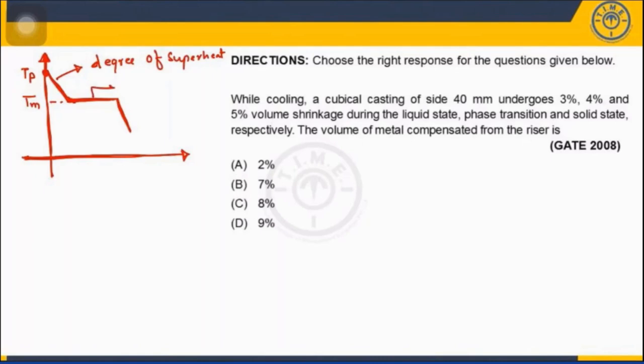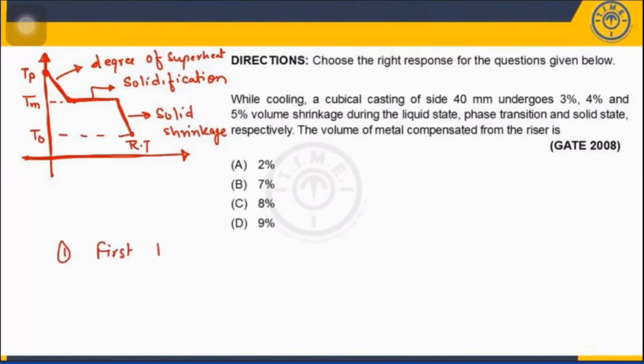The second type of shrinkage: there are three types of shrinkage. The first shrinkage is called liquid shrinkage, and this shrinkage is called solidification shrinkage, because solidification happens at the same temperature. Now there will be solid shrinkage, from this melting temperature to the room temperature, which is denoted with T0.